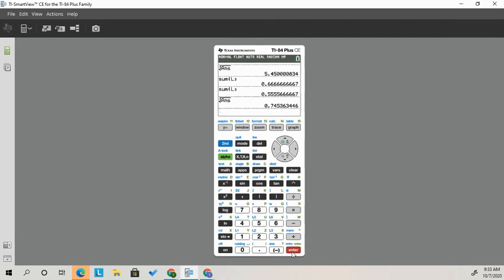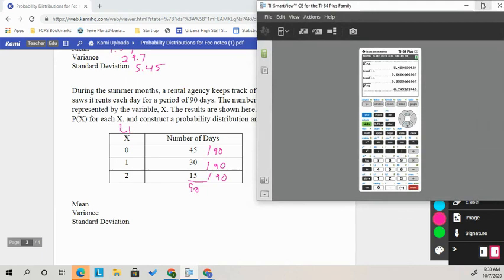Okay, so our mean is 0.67, our variance is about 0.56, and our standard deviation is about 0.75. So 0.67, don't round this. This is a long-term average. So on average, you're going to rent out about 0.67 of these chainsaws per day. And then their variance was 0.56 and the standard deviation 0.75. And that's our lesson for the day.